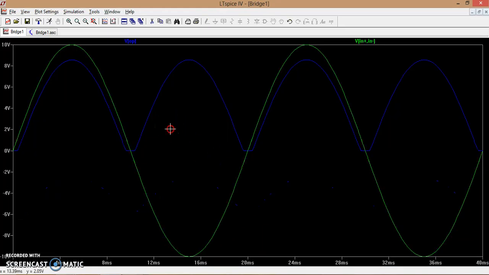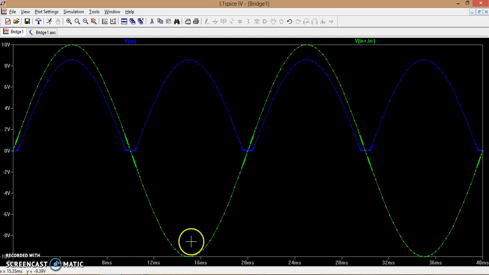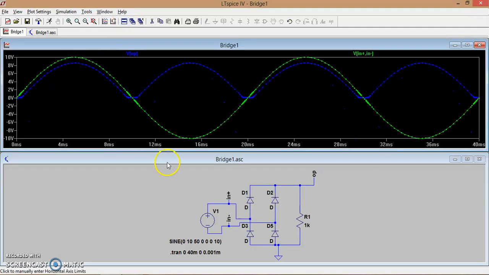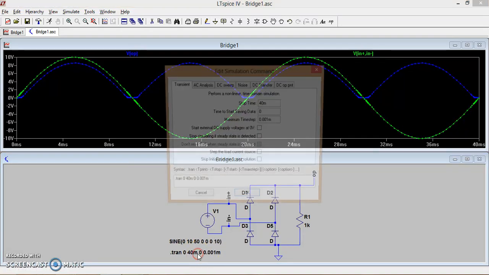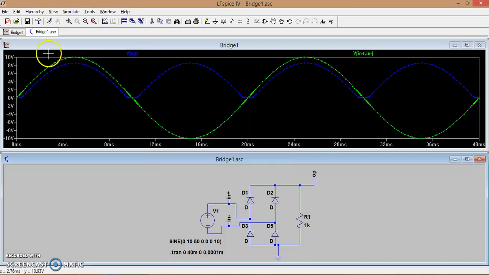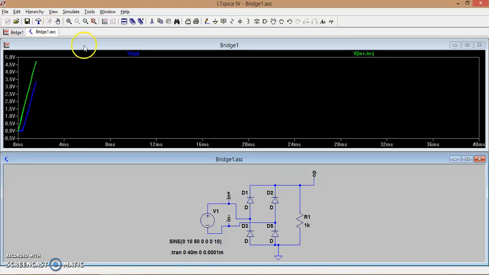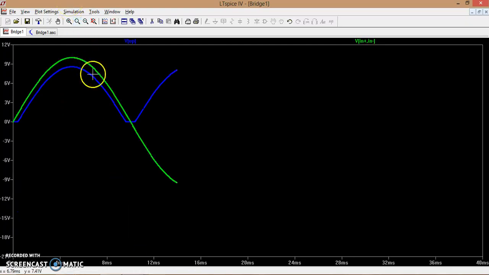Now to make the waveform better, let me mark data points. Now you can see it's more clear. To make it much clearer, I can go back to the dot trend and make this even smaller. Let me make it 0.00. You can see it has more number of points to plot the graph. Now there is more clarity in the waveform. Now this is the output waveform.